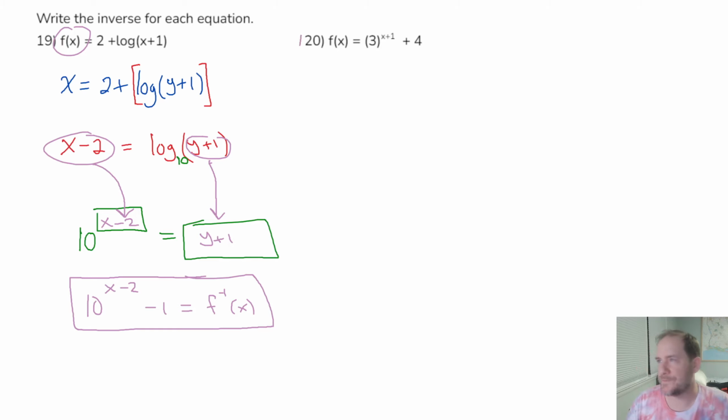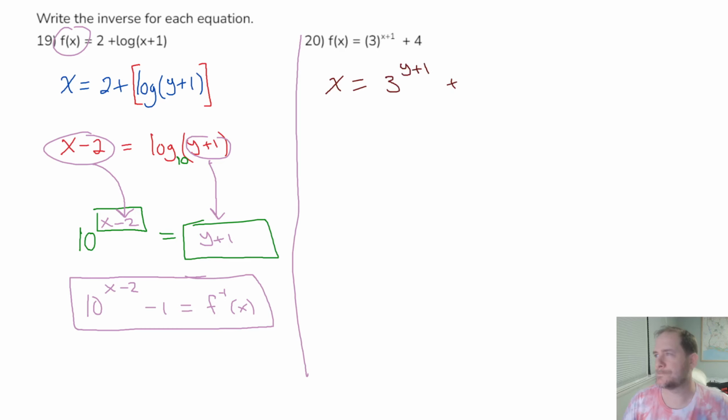So it won't be too shocking. When we find the inverse of this exponential, it's going to be a log equation. Okay, but still, same first step, which is turning the y variable into an x variable, and then turning all the x variables into y variables. Okay, so what do we do now? Just like over here for 19, we wanted to isolate the log. Over here, we want to isolate this exponential, which just means this 4 has to go. So you'll subtract 4 from both sides, getting x minus 4 equals this exponential expression.